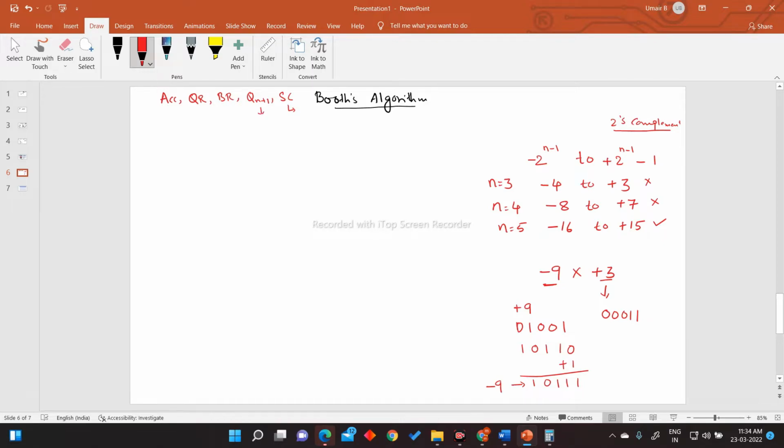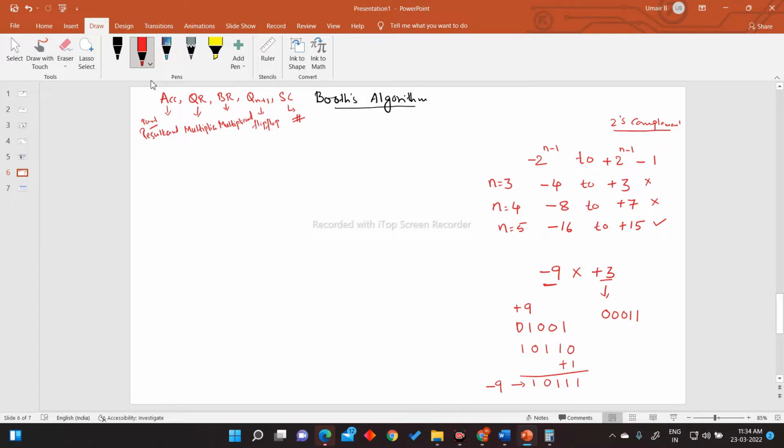Qn plus 1 is a flip-flop that helps us carry out the iterations. The BR register is used to hold the multiplicand. QR is used to hold the multiplier, and the accumulator register is used to hold part of the resultant, right? So the sequence counter holds the number of iterations. Qn plus 1 is a flip-flop that will help us perform the iteration. The BR register holds the multiplicand value. The QR register holds the multiplier value, and the accumulator register holds the resultant value, the higher part of the resultant.